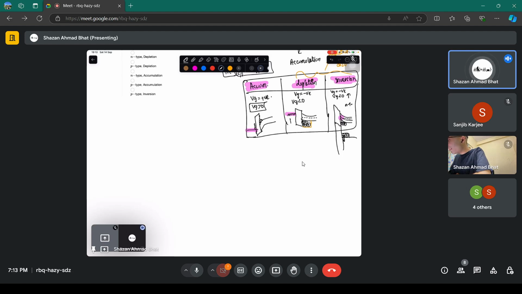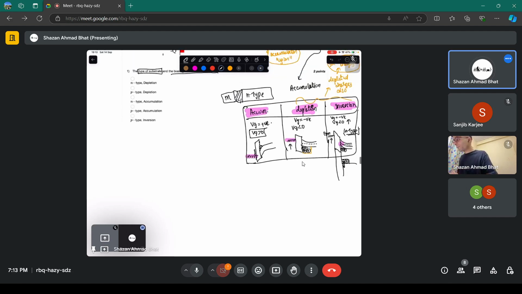You consider this is n-type. Don't get confused. And here the metal Fermi level is raised much more above than this. Notice the levels of the metal. So these are the scenarios, these are the regions.